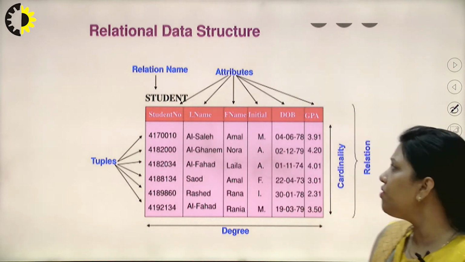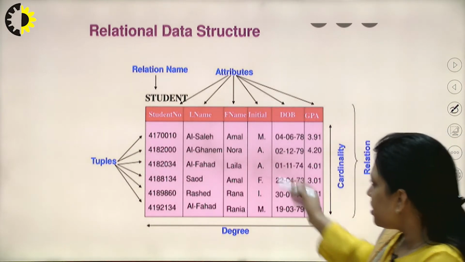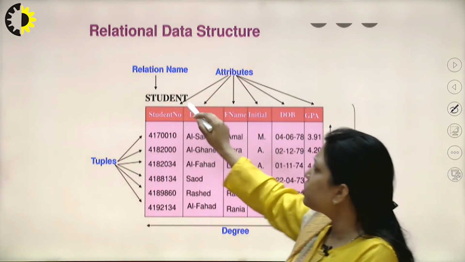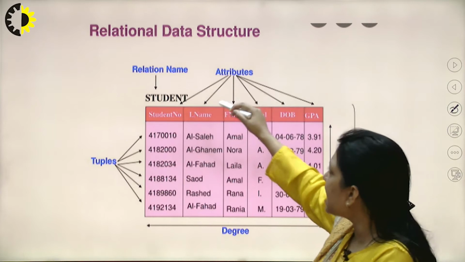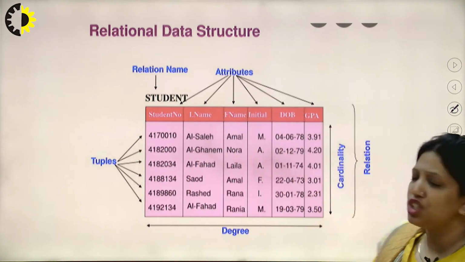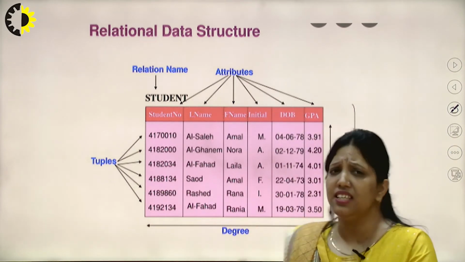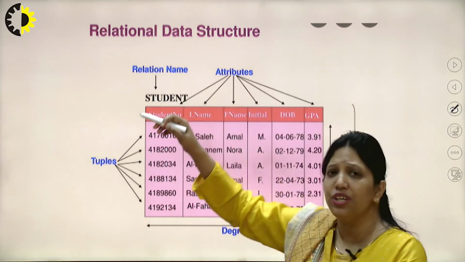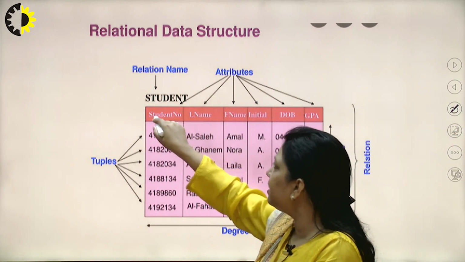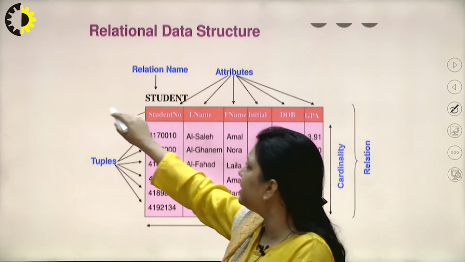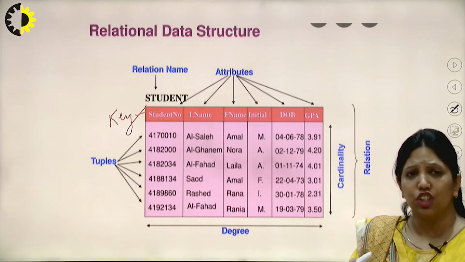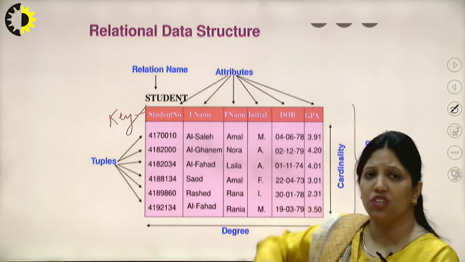This is the structure of any relational database. This is the name of the relation, that is student. This database is related to the student. These are the attributes: student number, last name, first name, initial name, date of birth, and the GPA. These are the properties that identify this student from the other students. And this student number is considered as a key, because for every student we have a unique student number that distinguishes one student from another.